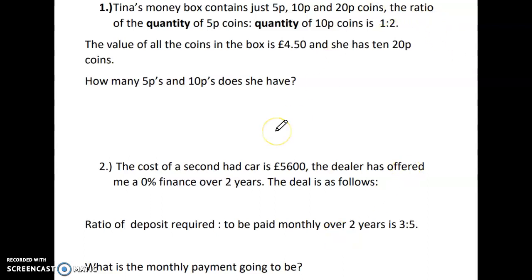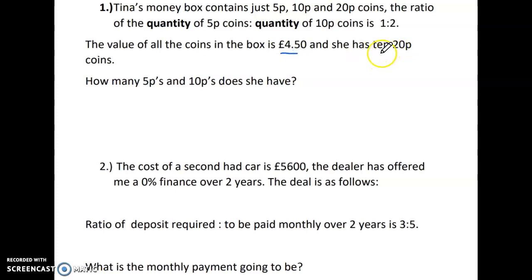Okay, so onto the repeat part, let's have a look at this. Tina's money box contains just 5p, 10p and 20p coins. The ratio of 5p coins to 10p coins is 1 to 2, so for every one of those, she's going to have 2 10p coins. The value of all the coins is £4.50, and she's got 10 20p coins. So how many 5p and 10p coins does she have?